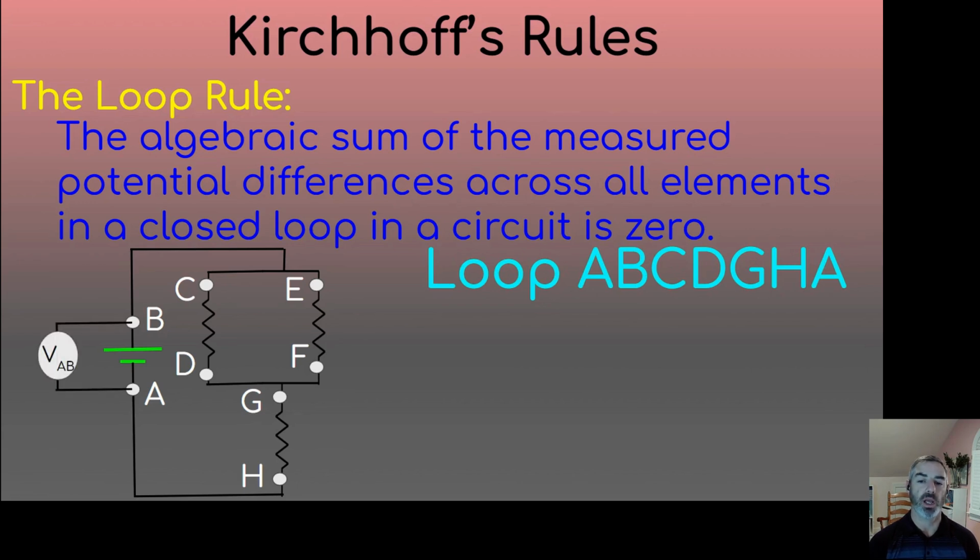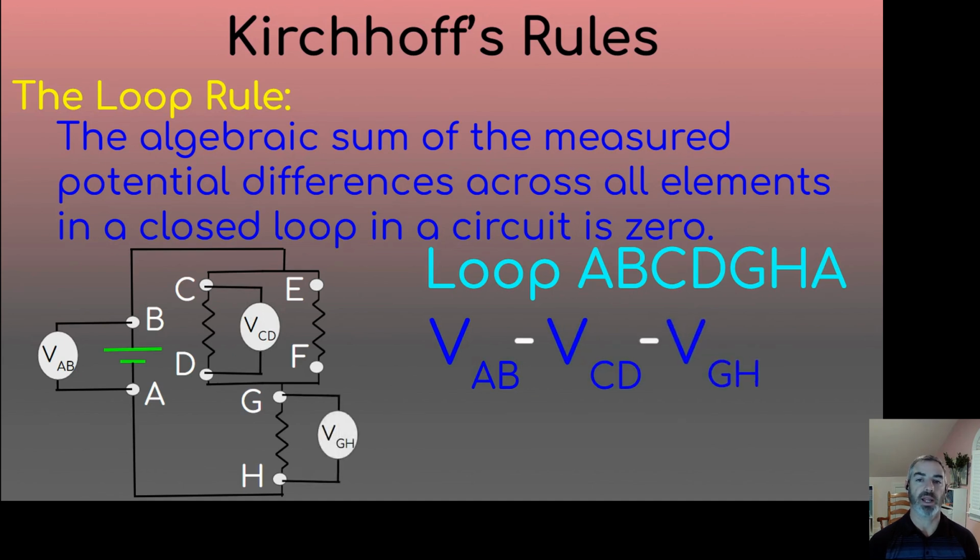So across the battery, we know that from A to B, that's going to be an increase of potential. So we'll take VAB. Across any resistor, it's going to be a decrease. So we're going to subtract the potential across CD, and then we measure it across GH and subtract it, and we know that's going to equal 0 once we get back to A. Because in the electric field, even though we move through the circuit, if we don't change position, the change in potential is going to be 0. So the total potential change is 0 for one loop through the circuit. And this is conservation of energy.